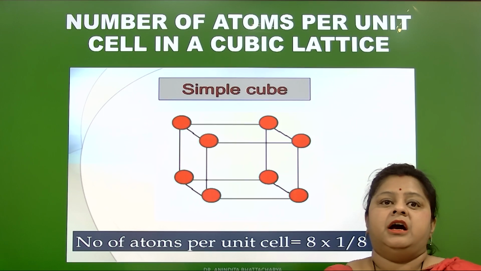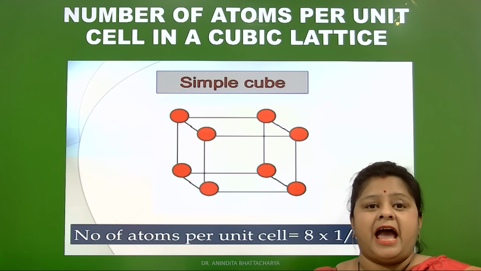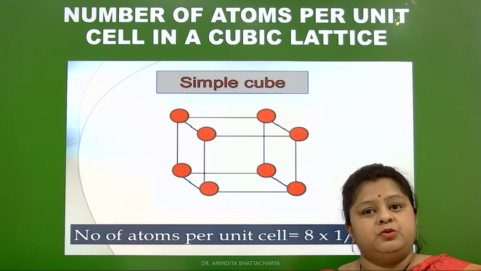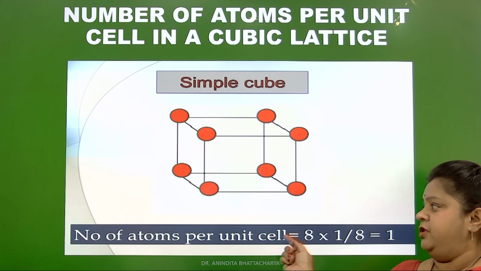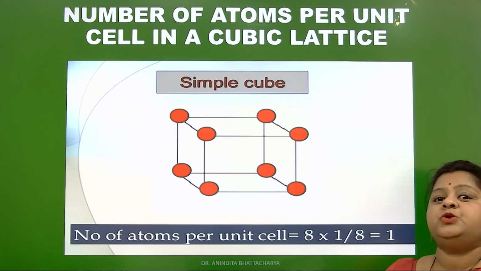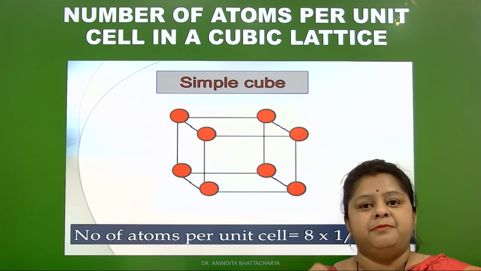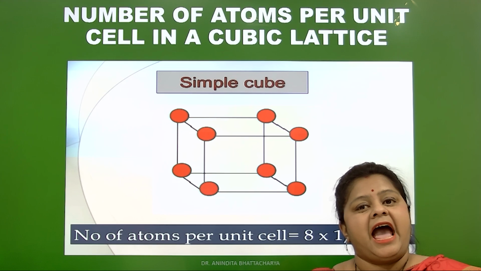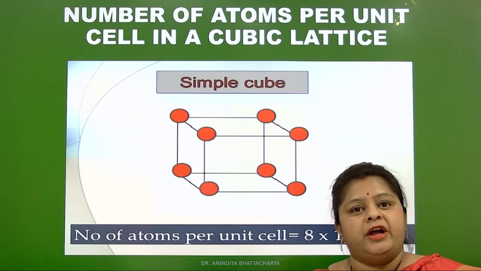Now, if we come to the number of atoms per unit cell in a cubic lattice, a simple cube has, as you all know, 8 corner atoms. But the entire atom is not given to that particular unit cell. It is being shared by the adjoining cells. So the number of atoms is 8 into 1 by 8. Only 1/8 of that atom is in that particular unit cell, and the rest of the fraction is shared by your adjoining unit cells.